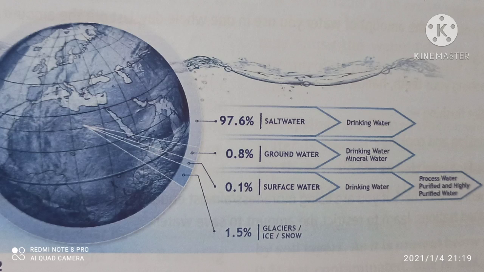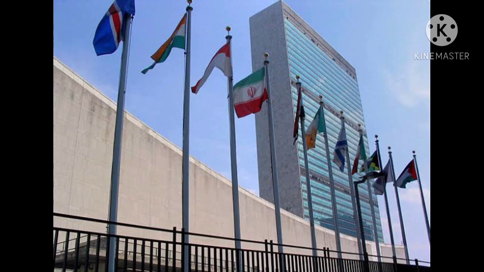97.6% is salt water, that is the sea and ocean water. In fresh water, 0.8% is groundwater, 0.1% is surface water, that is water present on the surface of the earth. How much water do we need? The United Nations recommends a minimum of 50 liters of water per person per day for washing, drinking, cooking, and maintaining proper hygiene. It is almost equal to 2.5 buckets of water.